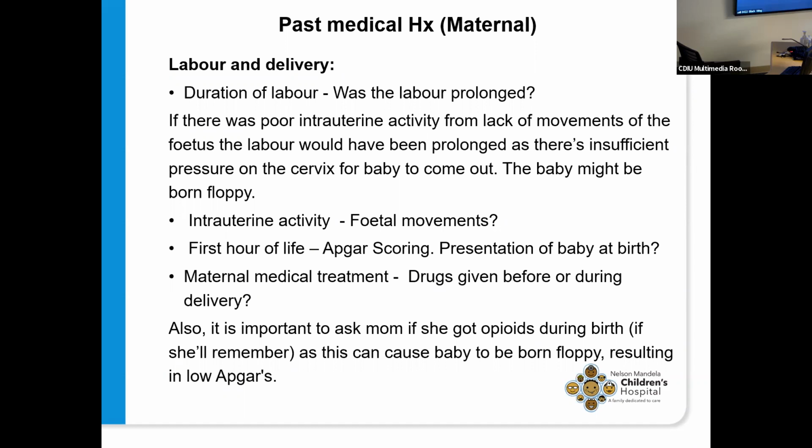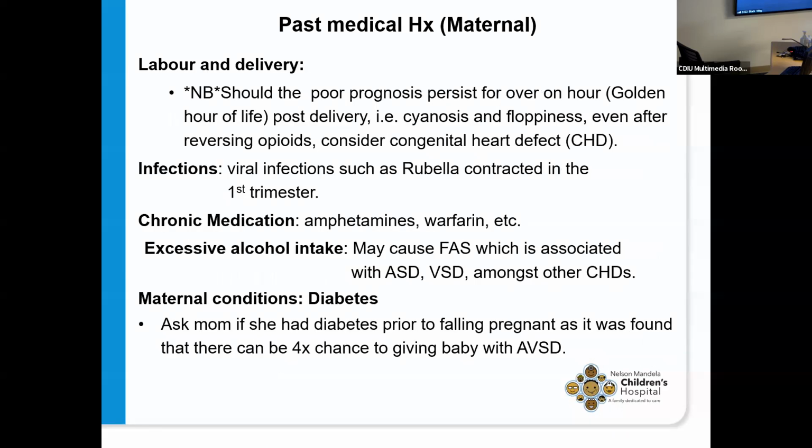Also to ask if mom got opioids, the baby would be born floppy and then have low APGARs. And then should the poor condition persist for over an hour, which is the golden hour of life, maybe the child will be diagnosed. Then we can see if there were opioids that were reversed, by giving naloxone. And if all of that was done, then we can consider testing for congenital heart defects.